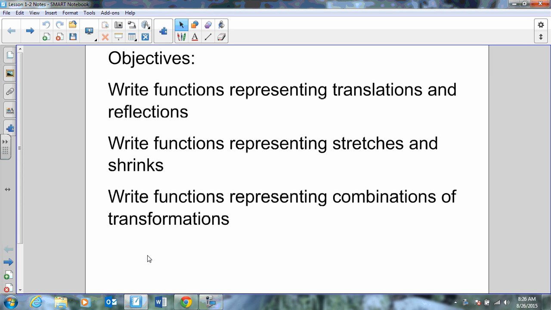Okay, so our goal here is going to be to write functions representing translations and reflections, write functions representing stretches and shrinks, and then also to write functions representing combinations of transformations. So all those things we've been talking about, we're going to combine and give multiple items at one time. So here we go.